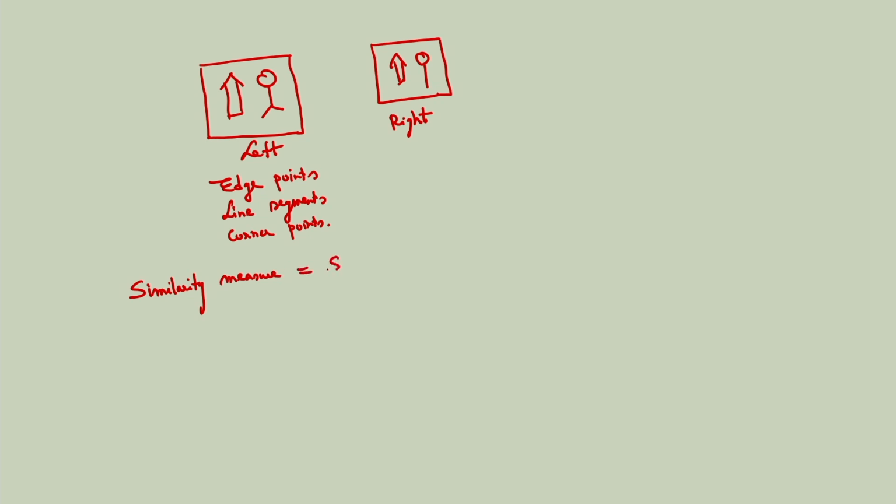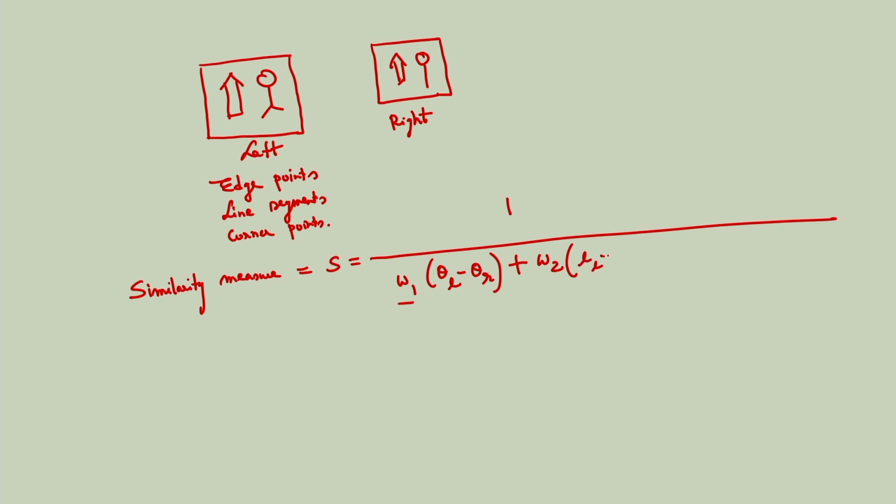The similarity measure S I can determine: theta L minus theta R. L means the left image and R means the right image. So theta, I am considering some orientation of a particular line, suppose. Theta L means the orientation in the left image and theta R means the orientation in the right image. And W1, I am considering some weight. And suppose another one is W2, IL minus IR, that also I can consider.